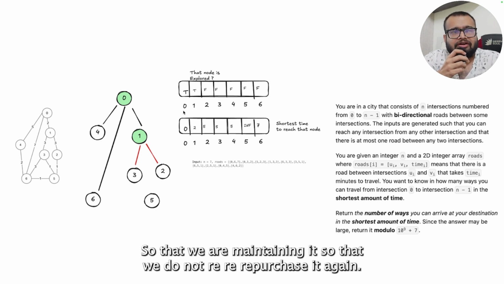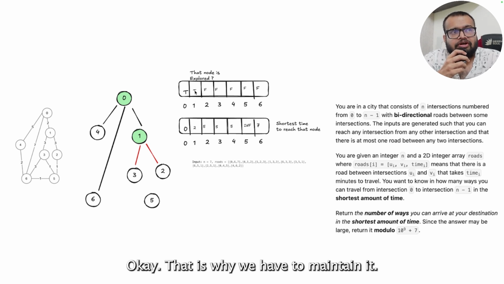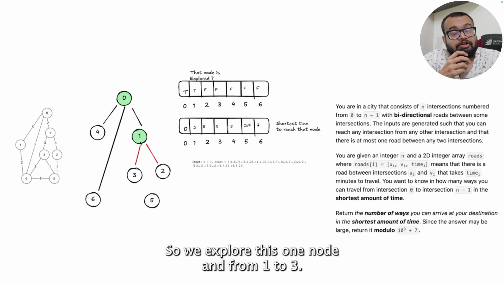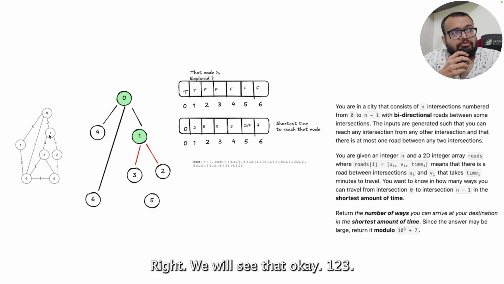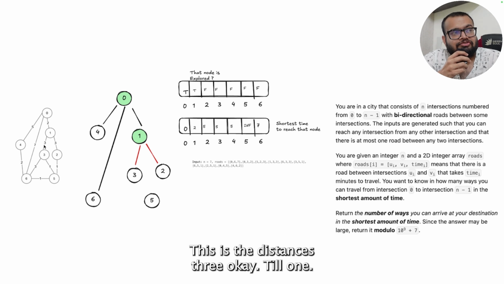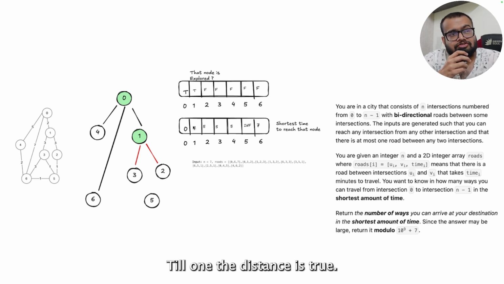Okay, so that we are maintaining it so that we don't reprocess it again. That's why we have to maintain it. So we explore this one node, and from 1 to 3, we will see that the distance is 3. Till 1, what's the distance? Till 1, the distance is 2, and 1 to 3 is 3. So 3 plus 2, 5. So we updated it to 5.